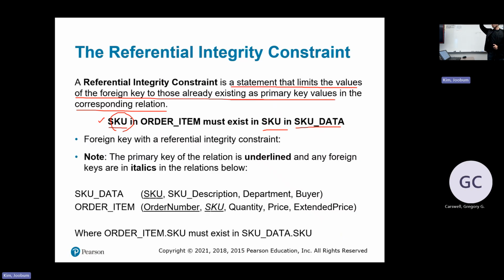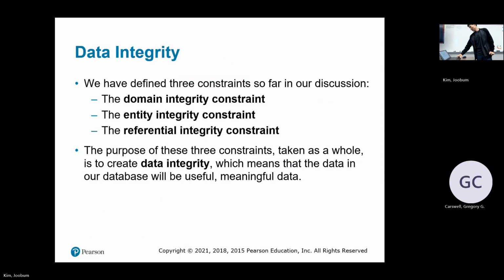Now the domain integrity constraint. Entity integrity constraints and referential integrity constraints, as a whole with the domain constraint, are called data integrity. So domain, entity, and then referential. Do you remember the domain integrity constraint?